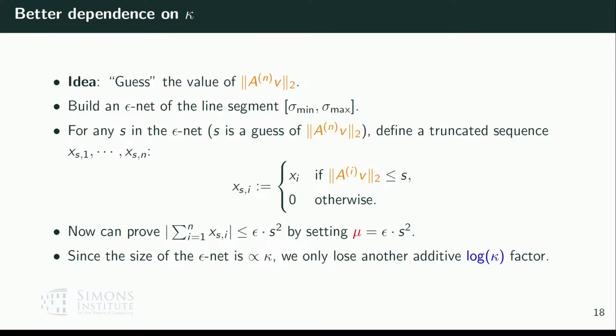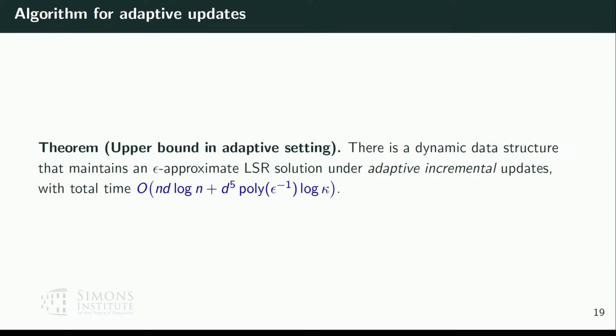And now we only lose a log kappa factor because the size of the epsilon net is roughly kappa, and then we just lose a log factor of that. Okay, and then that gives our upper bound for the adaptive case. So the first term is still the same as previously, but in the second term, because we lose a log kappa factor, we will lose a d to the first times the log kappa factor here. Okay, any questions for this upper bound section?